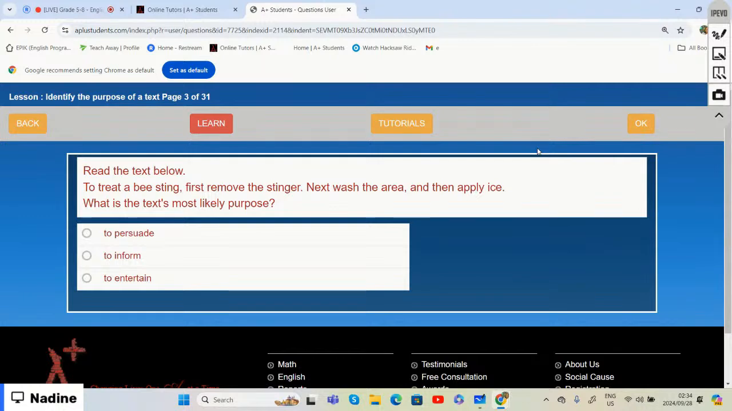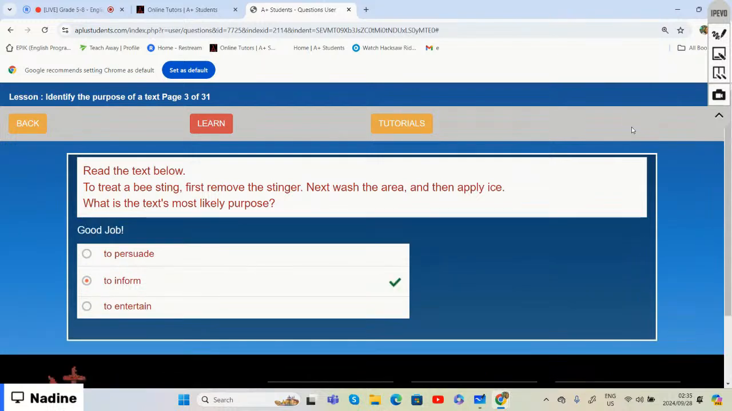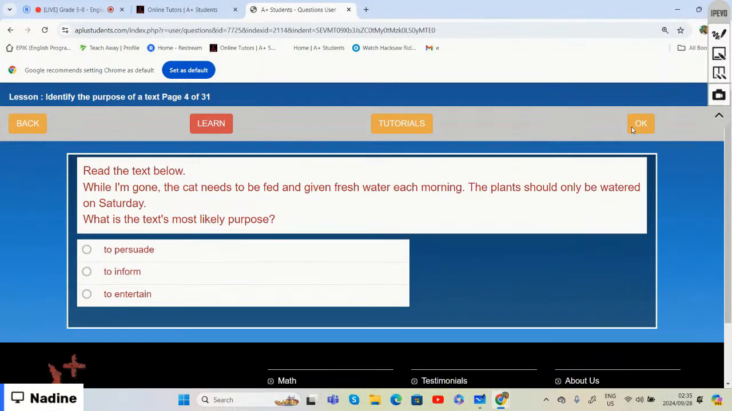And if we were to identify the purpose of this text, all right, this text is to inform us what to do when a bee stings you. So well done. Option two.